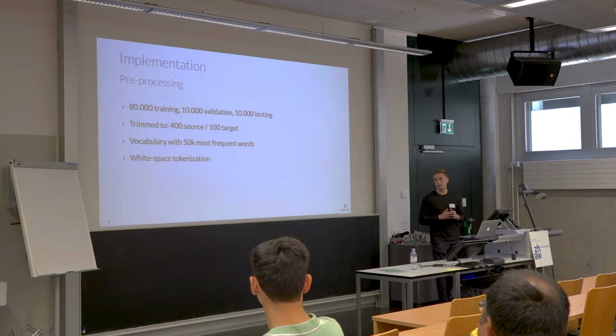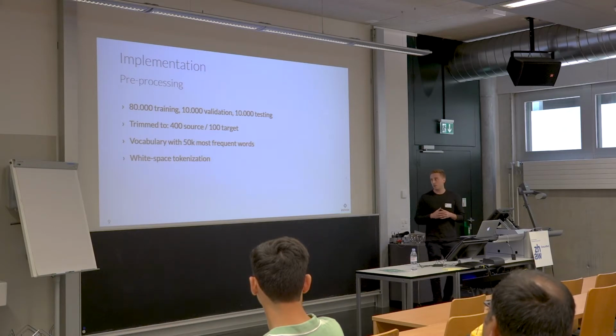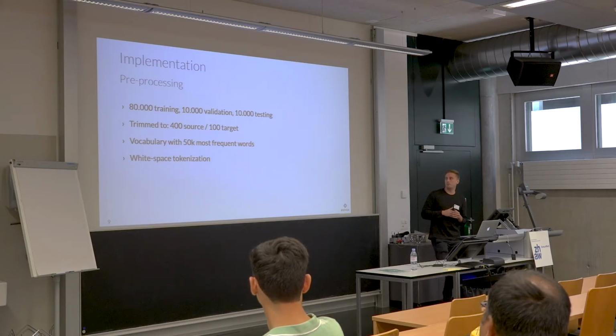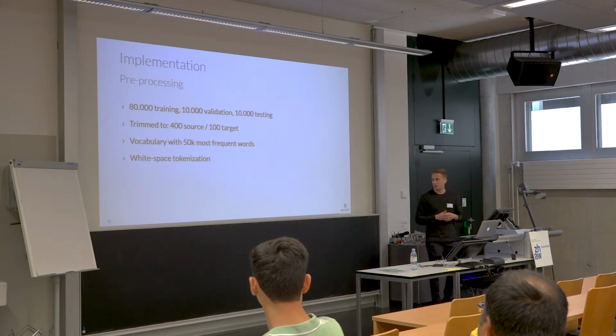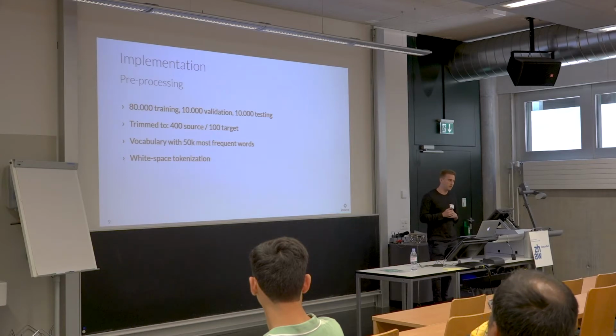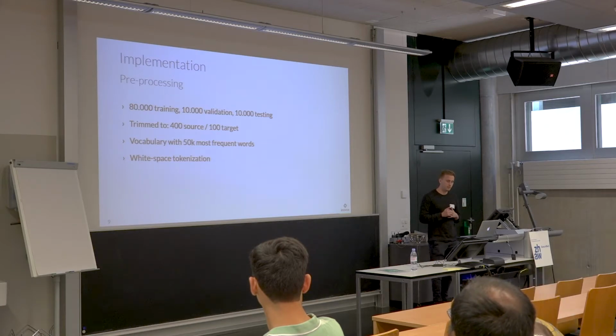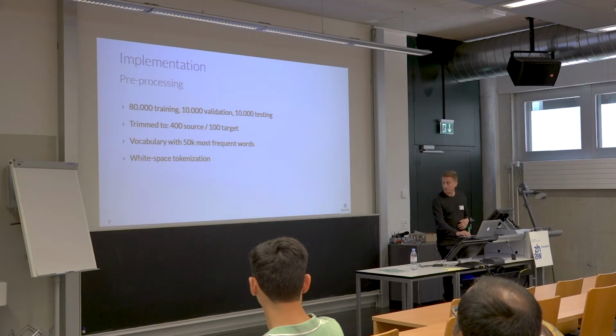We just kept it like this, and we also used a vocabulary of the 50,000 most frequent words in German, which turned out to have some disadvantages, as I'll show in a second. And as well, we just did white space tokenization. We didn't do anything else in the preprocessing step.